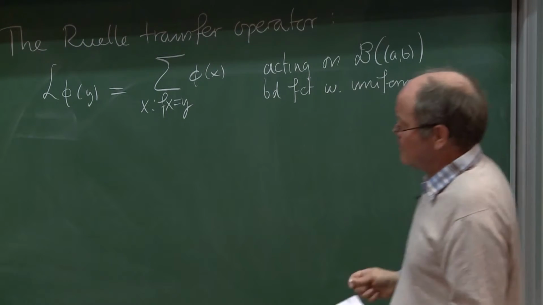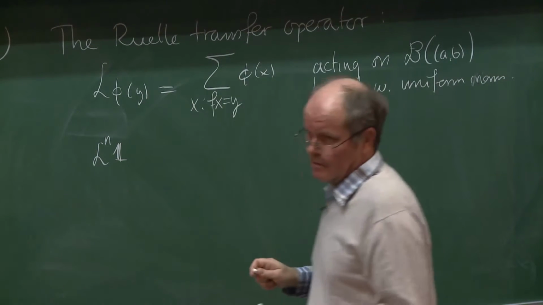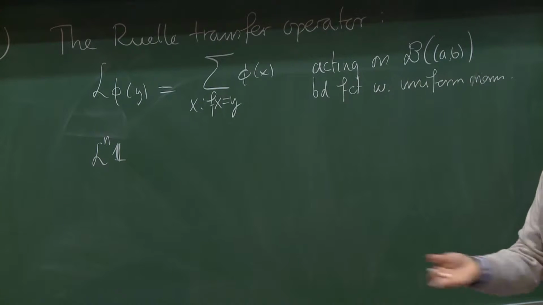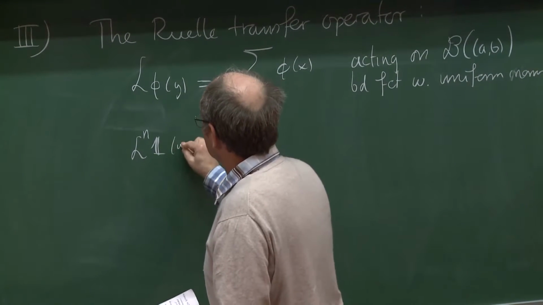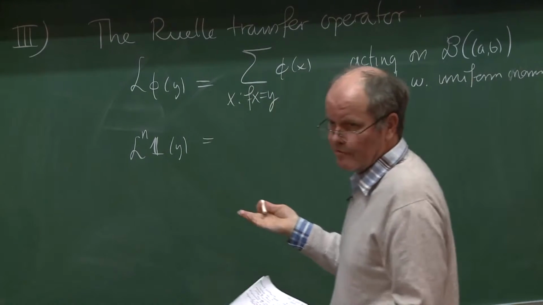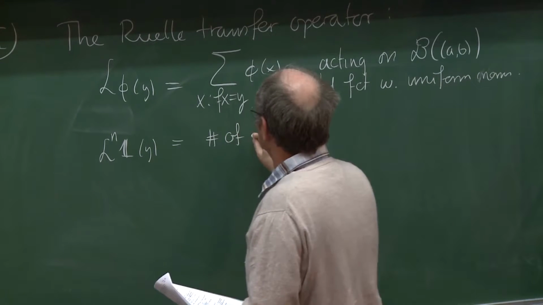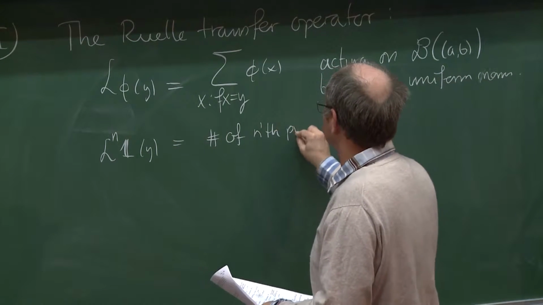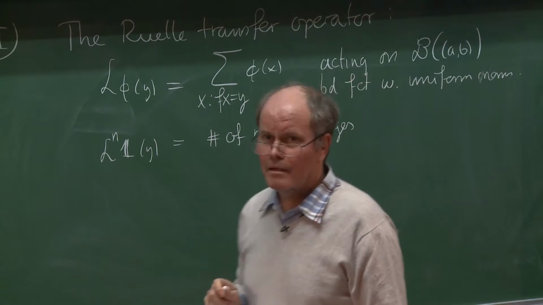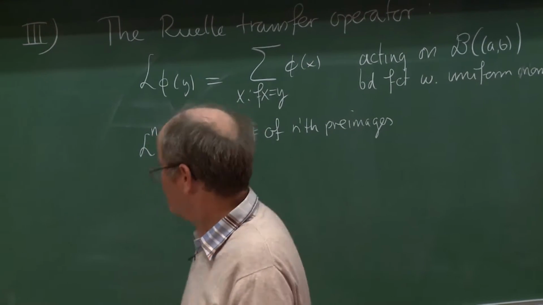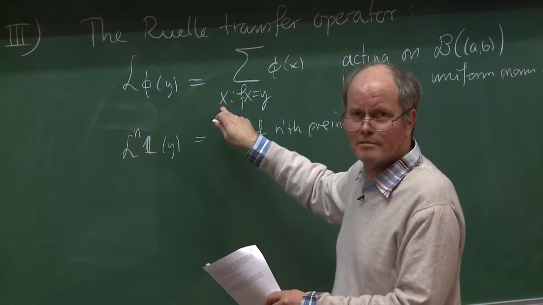And when you do this, then you realize that L^n of 1, so if you take the constant function 1, and you look at the value at y, it simply counts the number of nth primitives of y. But since there are points where things are not defined, you have to exclude those. I mean, I should say x in the domain of f such that this is true.